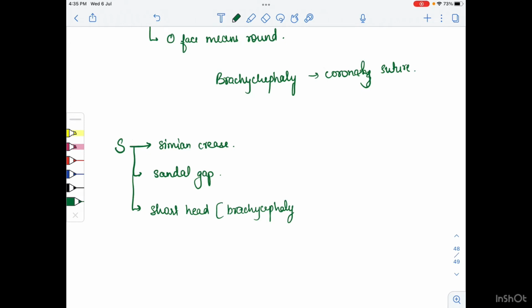Now the next one, here I have one extra point: in which conditions do we see the simian crease? As we studied, first one is Down syndrome. Another one is fetal alcohol syndrome, and it is also seen in trisomy 13.